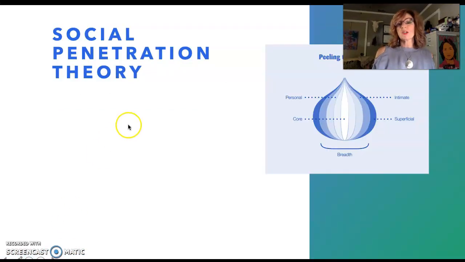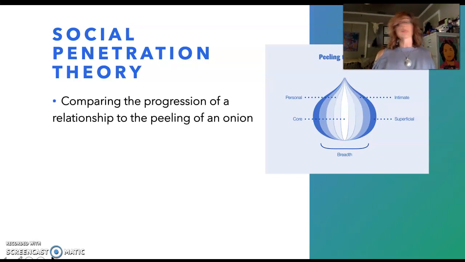So social penetration theory has been compared to an onion. I don't know why they picked an onion because it has layers, but I always think of onions making you cry and being stinky. So maybe it has something to do with that too. I always cry when I cut an onion. Always, and I try not to.